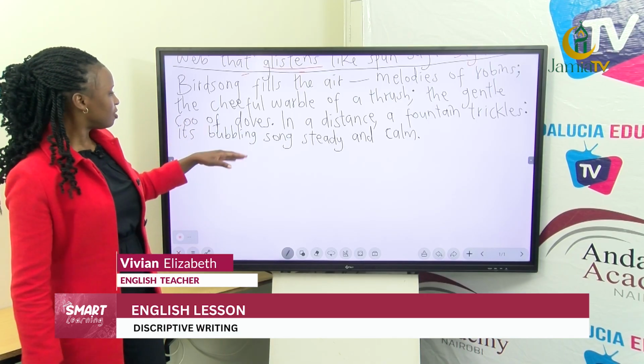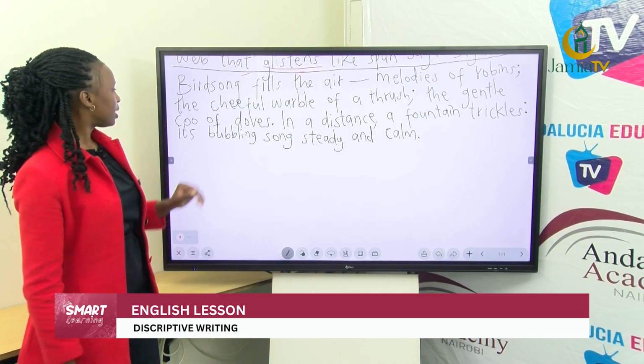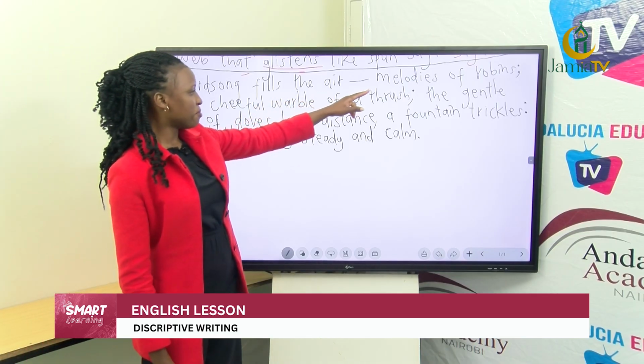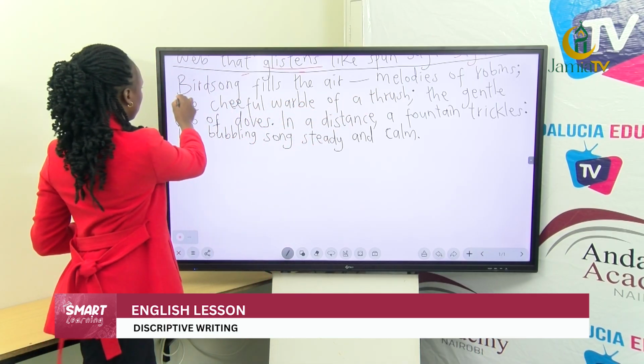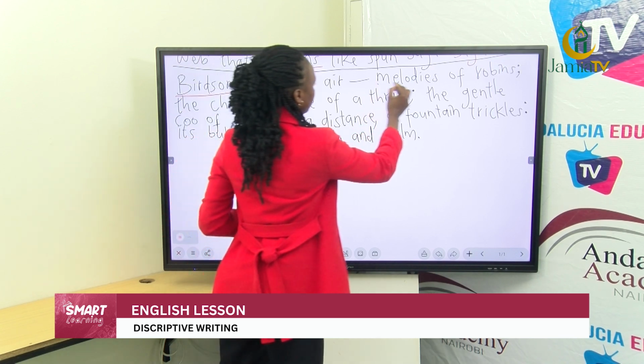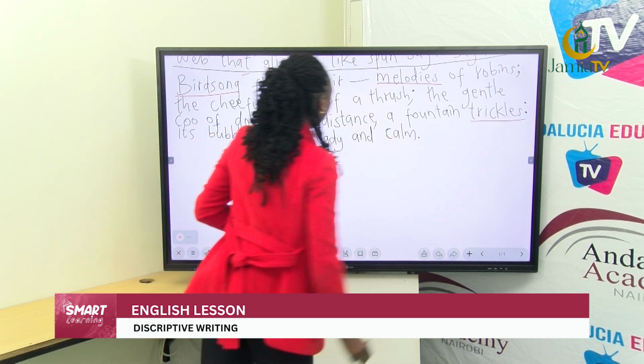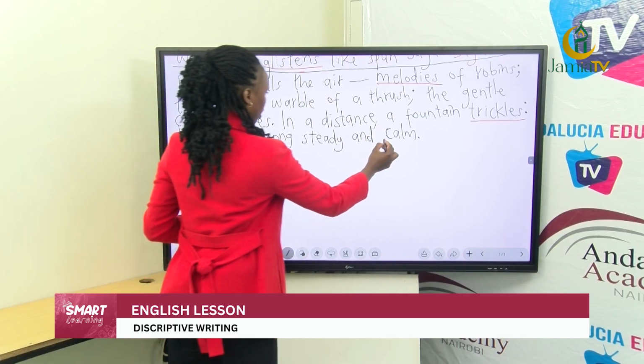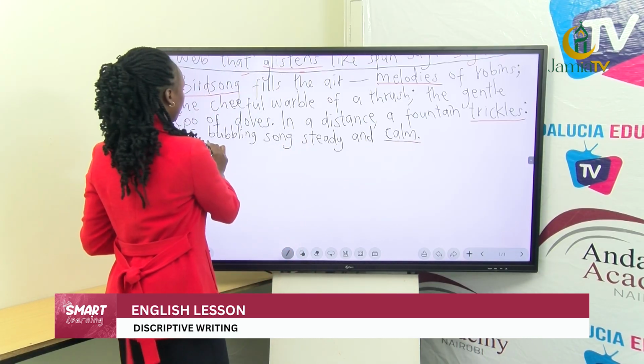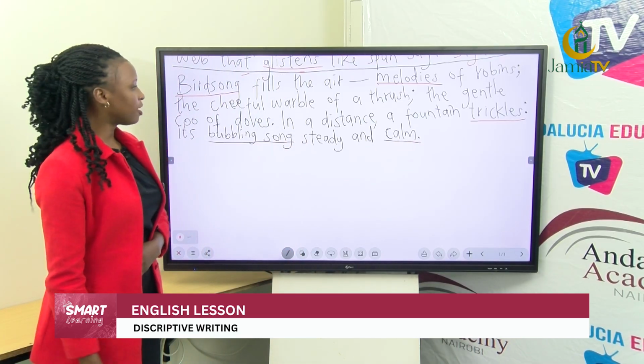Okay, so that is it. I believe we all agree that here bird song fills the air. Melodies. So I'm going to underline bird songs. I'm going to underline melodies. Then I'm going to underline trickling of a fountain and the word calm. And bubbling too, bubbling song. So these are things that you can hear.